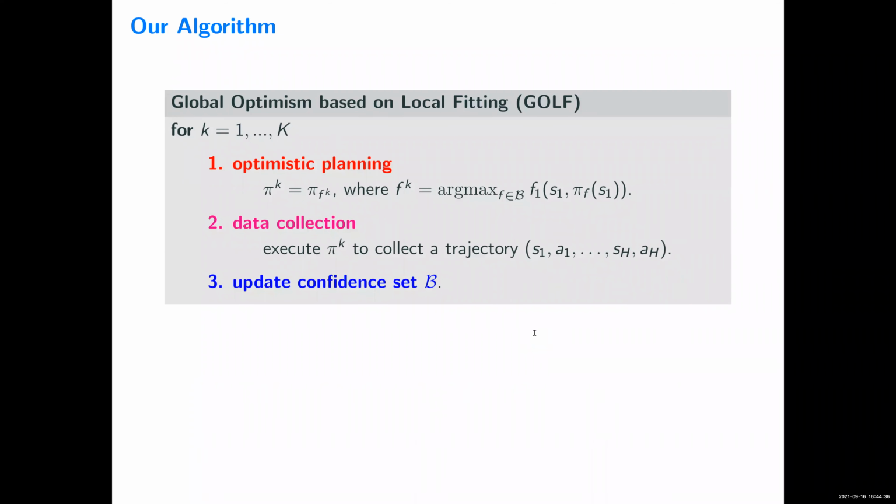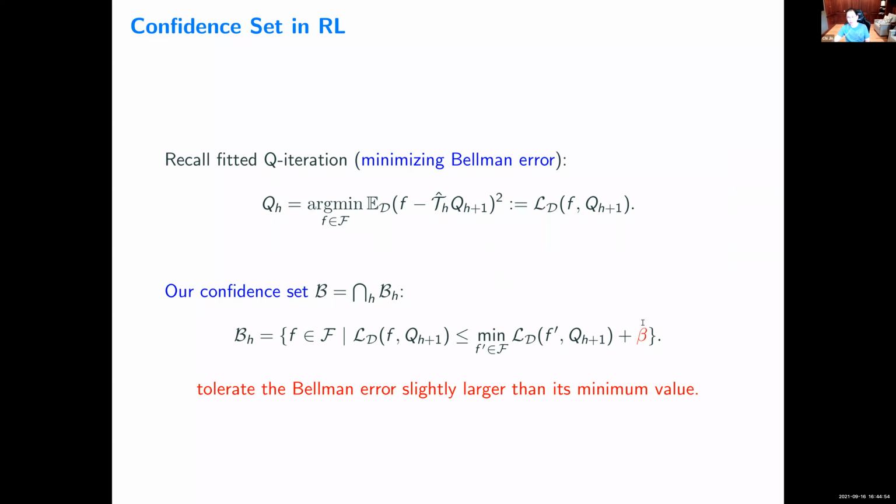Thanks. You're welcome. So finally, this is the algorithm, and our algorithm is quite simple. I will just explain it. The first step is optimistic planning. Just recall that we can imagine fitted Q iteration as a special case where we pick beta equal to 0. In that case, the value function I pick is just the minimizer, and this is fitted Q iteration.